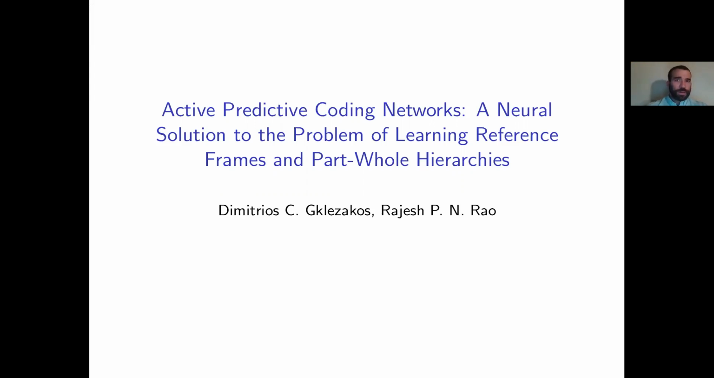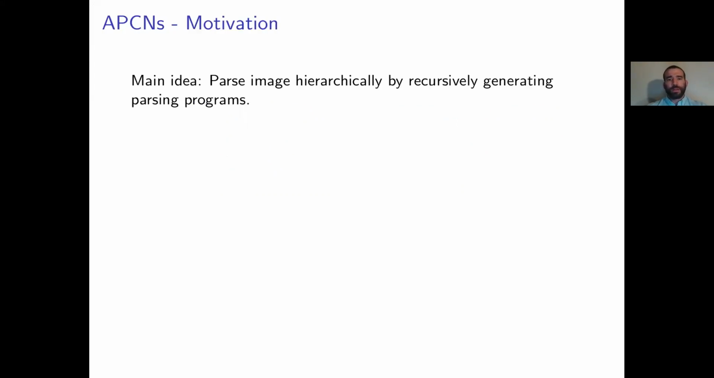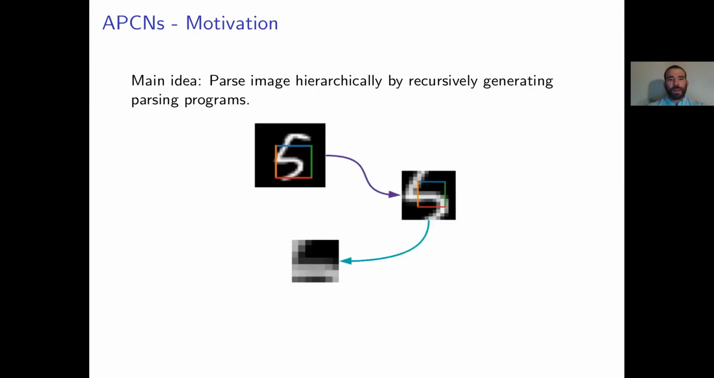Hi, I'm Dimitrios Gklezakos, and these are active predictive coding networks, or APCNs. An APCN is a visual attention model that parses images in a hierarchical manner. In each macro step, an APCN focuses on a large sub-area of the image. It then parses that area by recursively generating parsing programs.